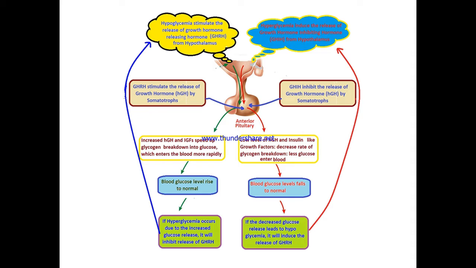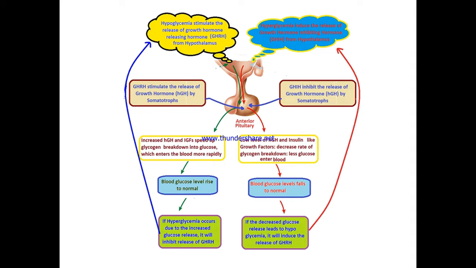Blood glucose level rises to normal. If this increased release of glucose causes hyperglycemia, it will inhibit the release of GHRH, growth hormone releasing hormone. Hyperglycemia suppresses the release of growth hormone releasing hormone, and at the same time, it induces the release of growth hormone inhibiting hormone by the hypothalamus. Growth hormone inhibiting hormone inhibits the release of growth hormone by the somatotrophs.